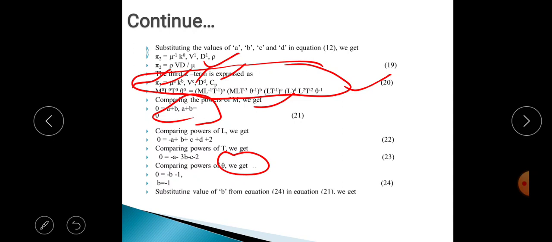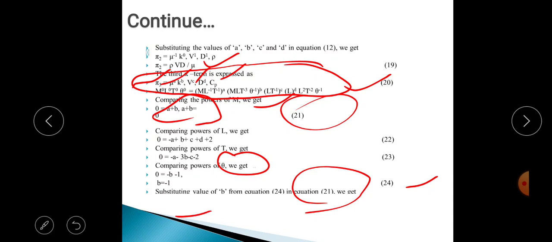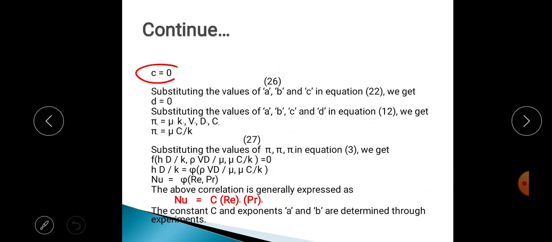Alright. Now we will substitute the value of b from equation 24 in equation 21. On substituting the value, we get c equals 0. Now substituting the values of a, b and c in equation 22, we get d equals 0. And substituting the values of a, b, c and d in equation 12, we get the pi 3 term, and this is mu Cp by k, which is equation 27.